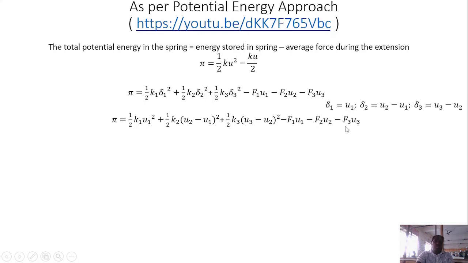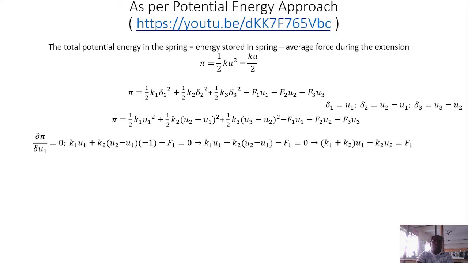What is the next step? I want to further simplify this equation by differentiation. Why do I do differentiation?